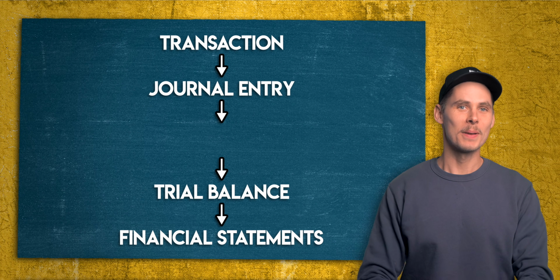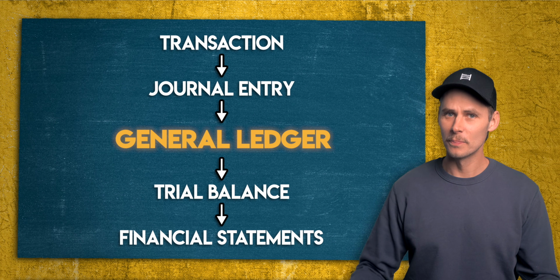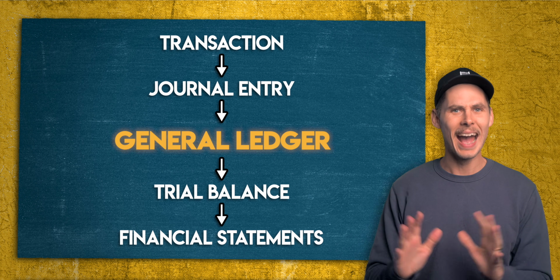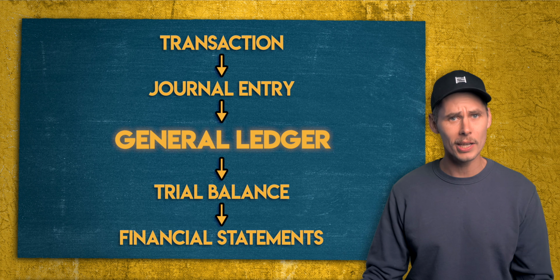Every transaction a business records ends up in one place, the general ledger. But what exactly is a general ledger, and how does it connect journal entries, the trial balance, and financial statements?